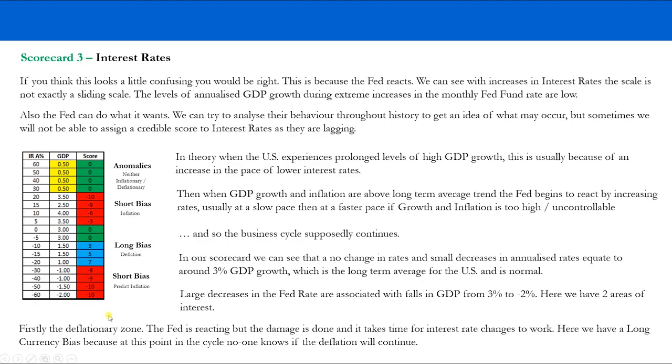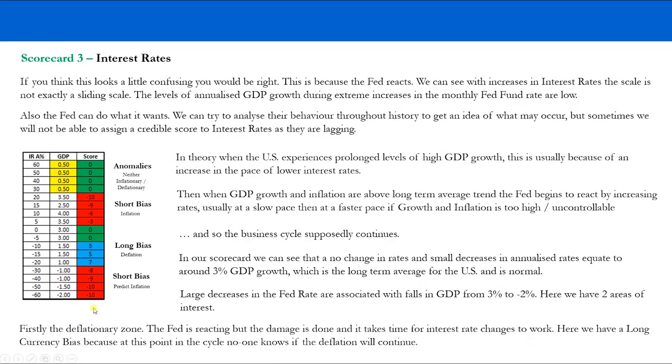But first, we look at the deflationary zone. The Fed is basically reacting here to lower GDP rates, but the damage is basically done. And it takes time for interest rate cuts, so aggressive interest rate cuts, to actually work. So here we tend to have a long currency bias, because at this point in the cycle, no one really knows whether the deflation itself will continue and how long it will continue for.